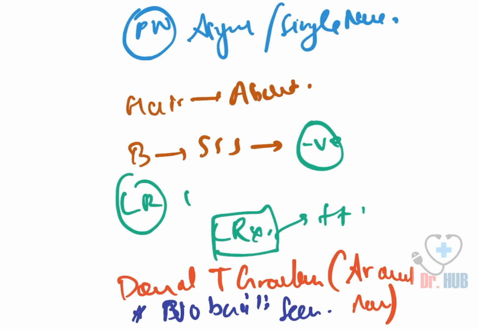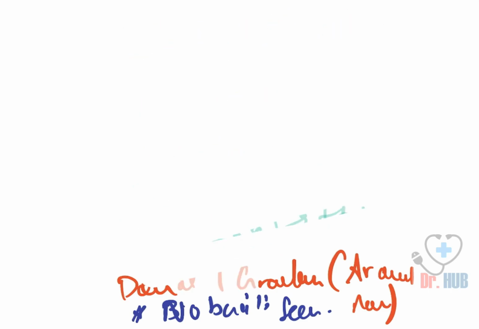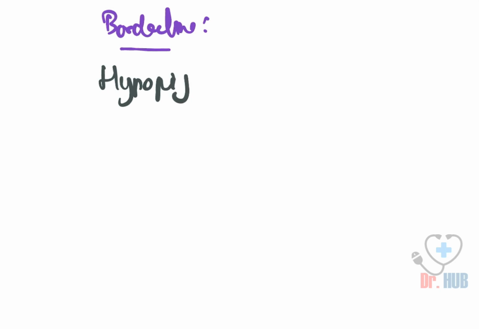So now we go on to the next question. The next question we asked was, what is borderline leprosy? Borderline is nothing but hypopigmented macules or plaques with an annular, Swiss cheese appearance.